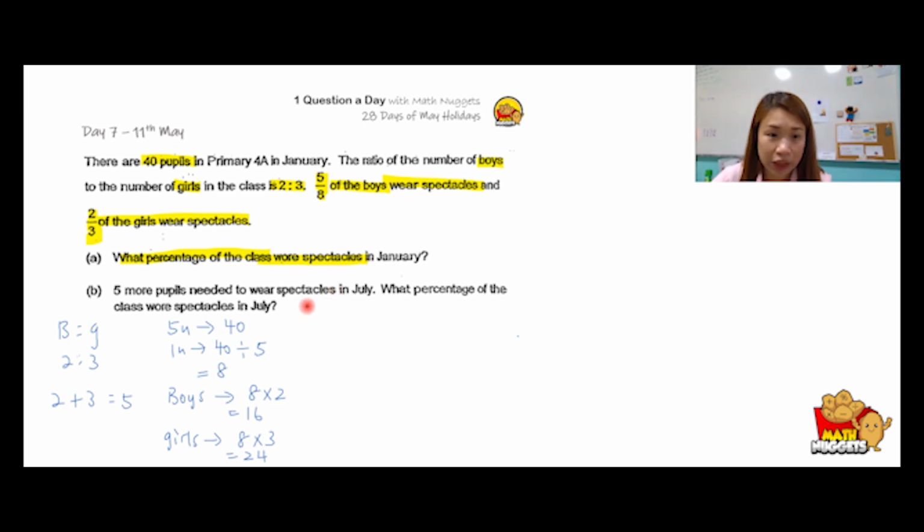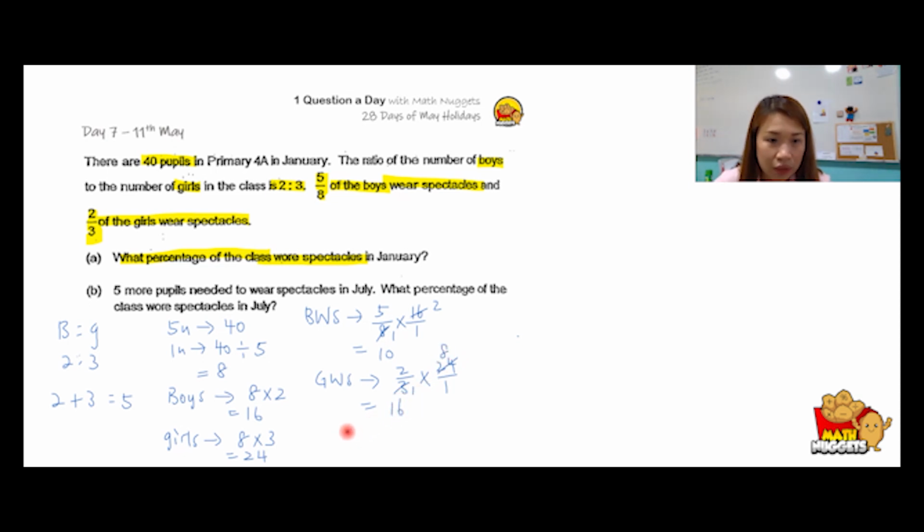Next, let's find the boys who wear specs. So I'm just going to write boys wear specs like that, okay? So 5/8 of the boys, times 16. So do cross cancellation. Divide by 8, divided by 8. So boys who wear specs would be 10. Next, we have girls who wear specs. 2/3 of the girls, so we times 24. Cross cancellation. 16 girls wear specs.